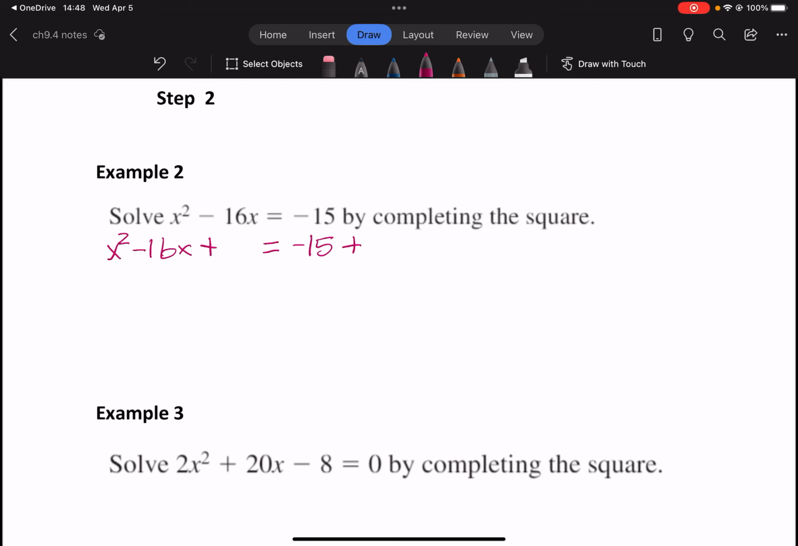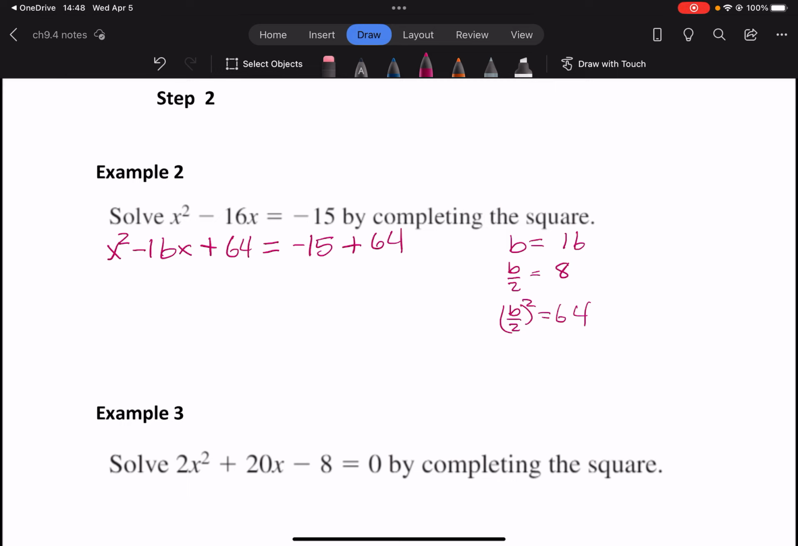Now I look at my b. b is 16. b over 2 ends up being 8. b over 2 squared is 64. So now I put my 64 here, because that's what I'm adding there. To keep it equal, what I add on the left side, I have to add on the right. And so now we factor.